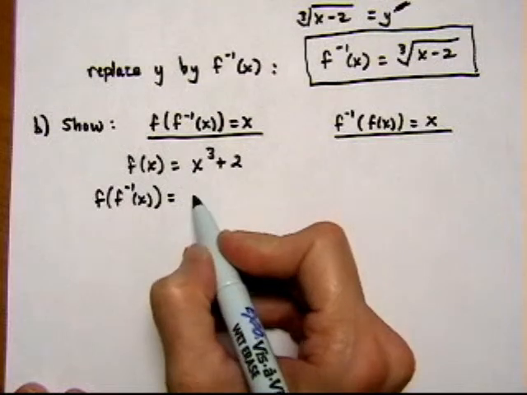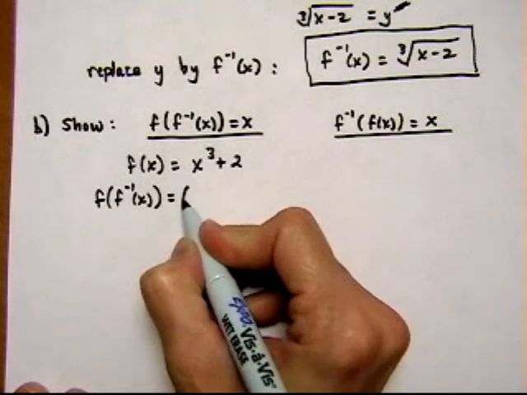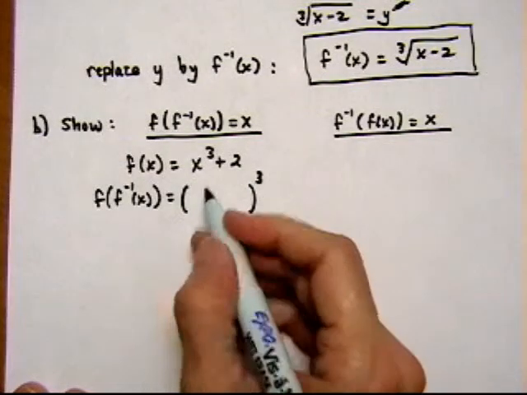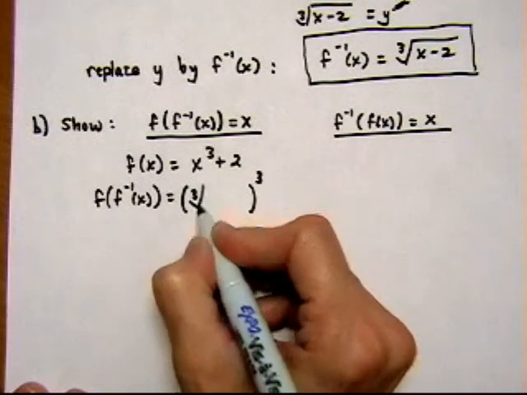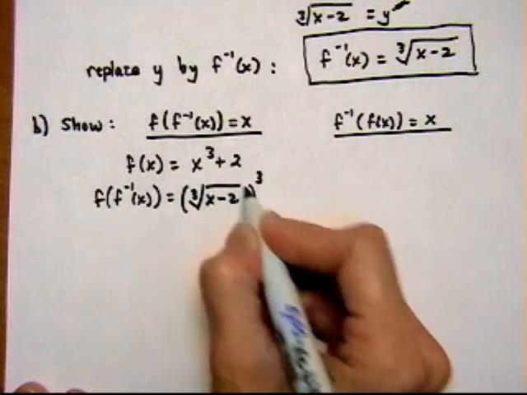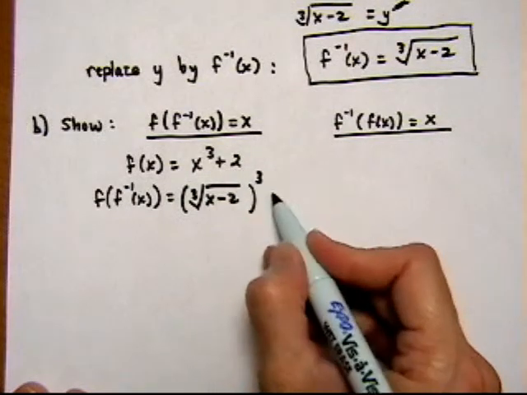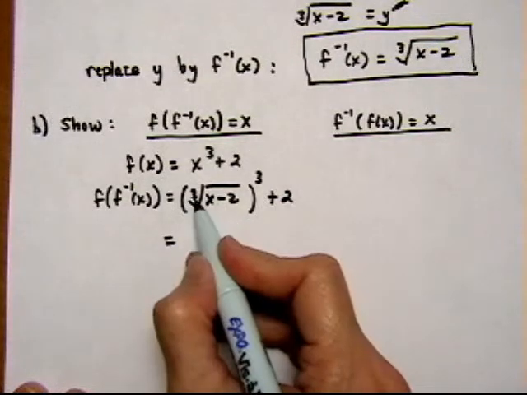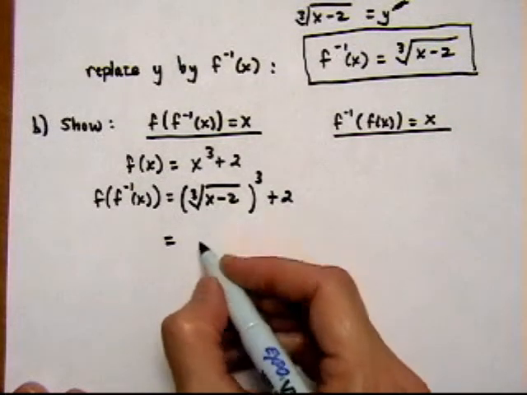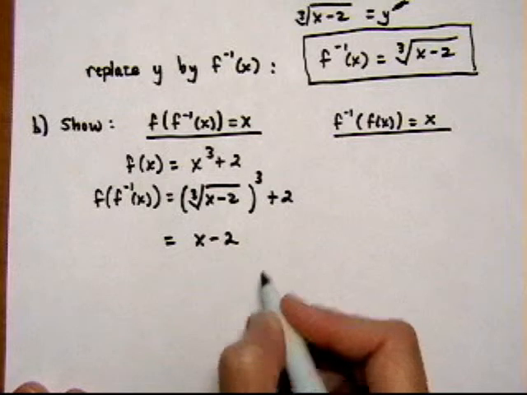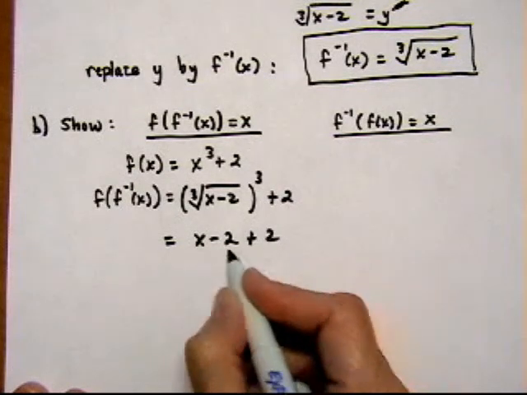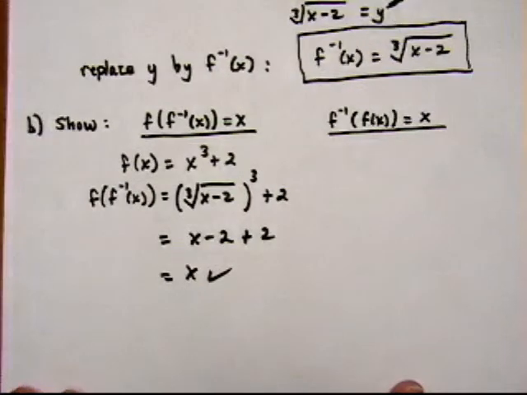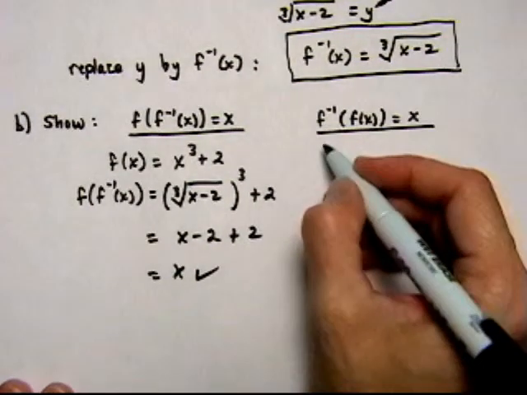X we replace by f inverse, so we have the x being cubed. So instead now we have f inverse being cubed, and f inverse is cube root of x minus 2. Bring down the plus 2. And that gives us, so cube root being cubed just gives us the insides out again. X minus 2, bring down the plus 2, the 2's cancel out, and we get an x. So that one worked.